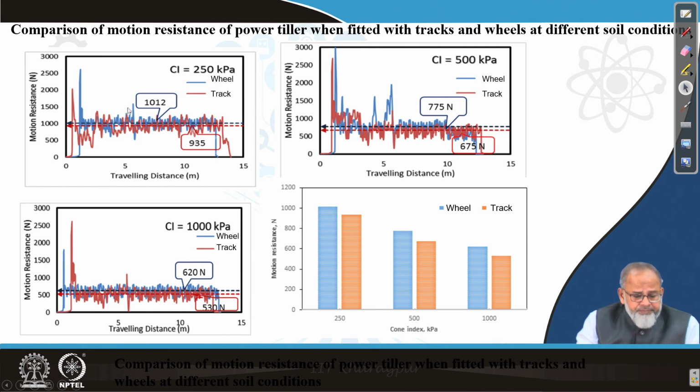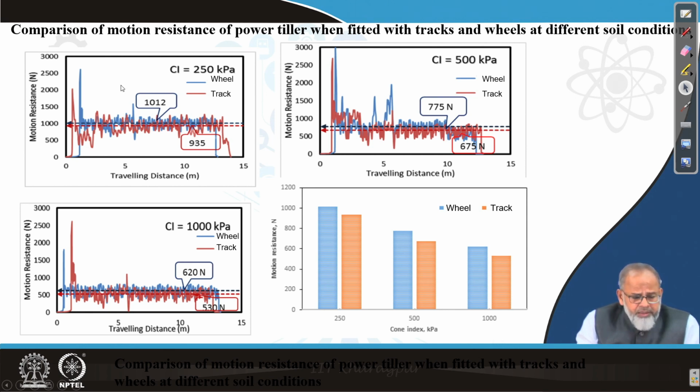The reason is truck has longer contact length, it has higher contact area, so obviously the contact pressure is less, so compaction is less, hence rolling resistance is less. So that could be the reason why the rolling resistance of a truck is lesser than the rolling resistance of a wheel.